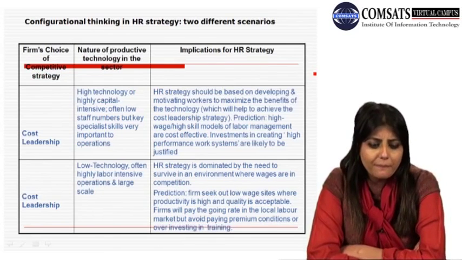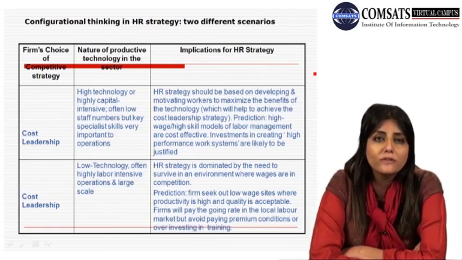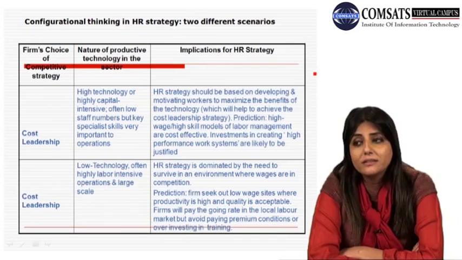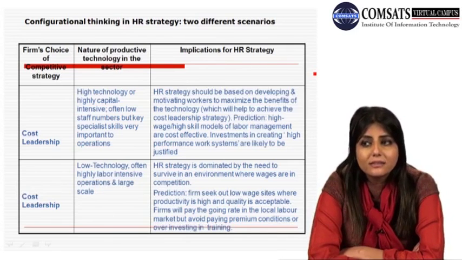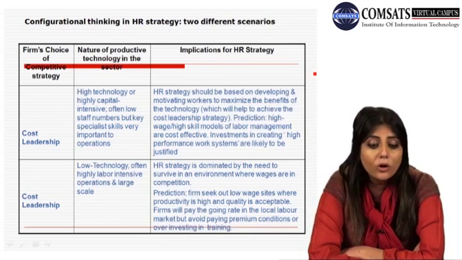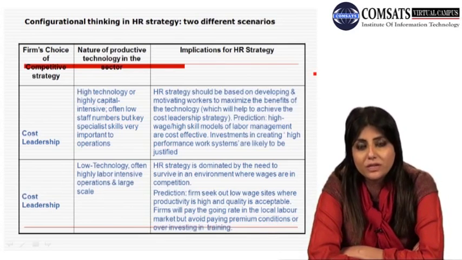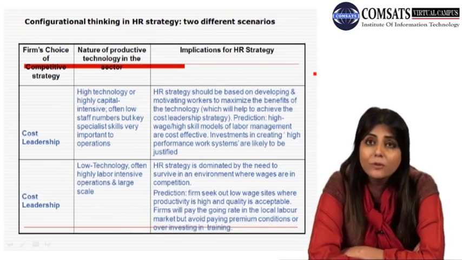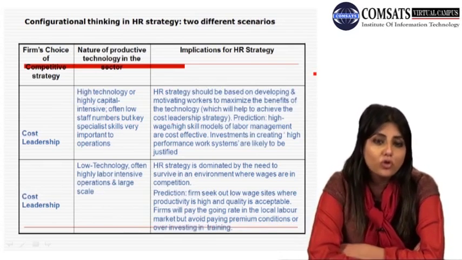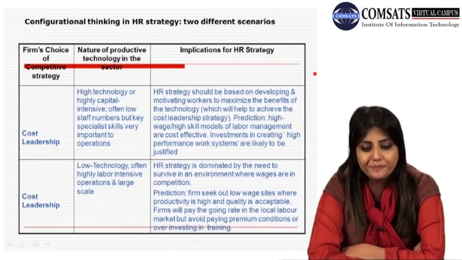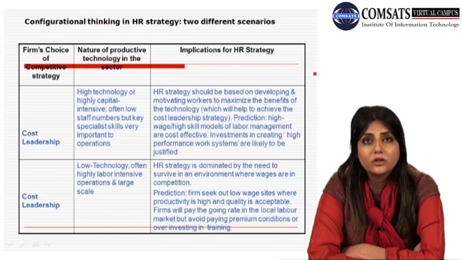We also have an example of 2 firms who have similar cost. Previously, the example about the defenders, the analyzers and the prospectors was that they had different competitive strategies. Now we have another example which is very interesting. It is about 2 firms who have the same competitive strategy, that is, they are both cost leadership firms, but they have different technology, right? They have different productive technology.